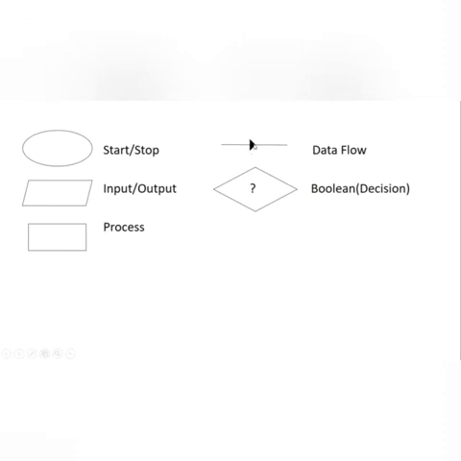This over here, the line with an arrow, indicates the direction in which data flows. The data is being processed over here, and this is the direction in which data flows. The arrow indicates the direction. This is a boolean, a decision, a place where you should decide, a straightforward question which you should reply to with a yes or no type of answer.